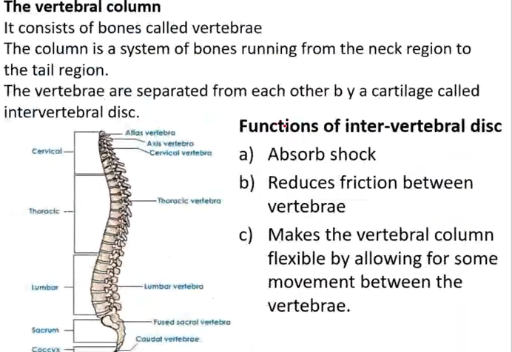Let's move on. The vertebral column. Initially we said the vertebral column consists of bones called vertebrae. This is a plural, and in case it is singular or one small bone, it is vertebra without an E. And the column is a system of bones running from the neck region to the tail region, as shown here.